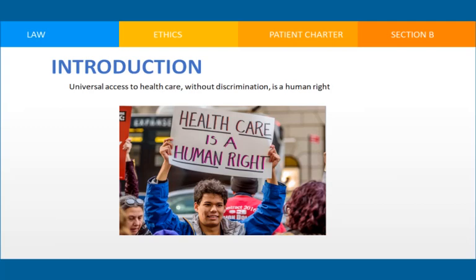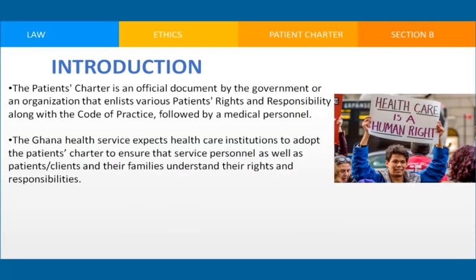Universal access to healthcare without discrimination is a basic human right. Every human being has the right to healthcare. The patient charter, if you want to define it, is an official document by the government or an organization that enlists various patients' rights and responsibilities, along with a code of practice followed by medical personnel.